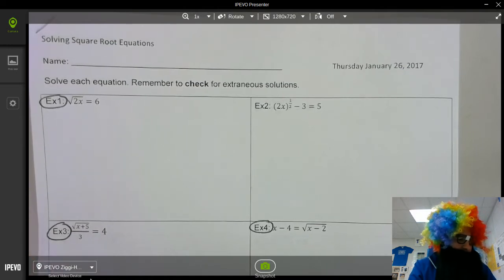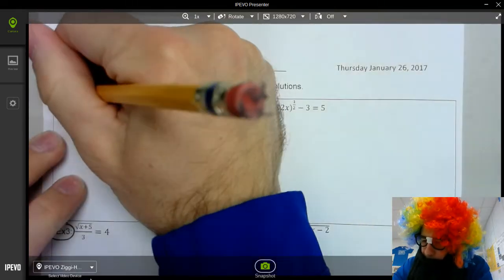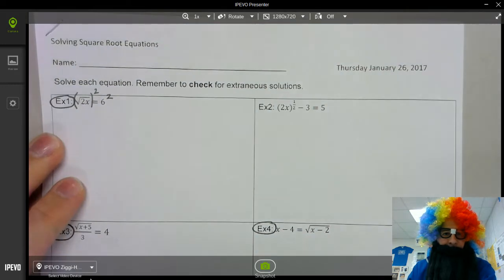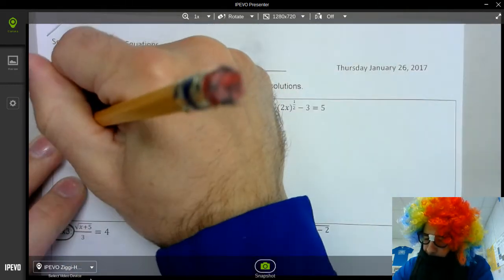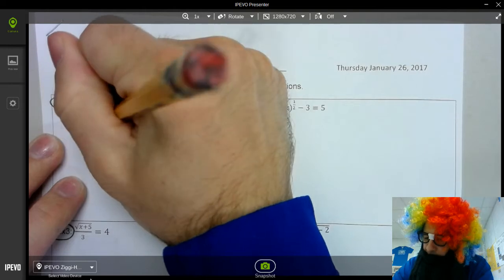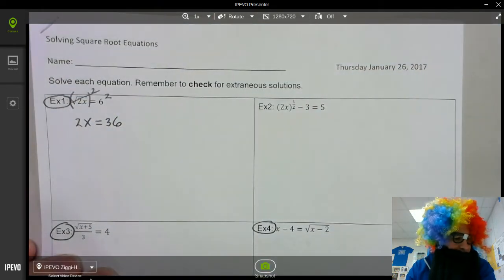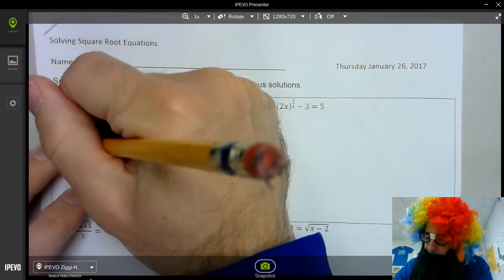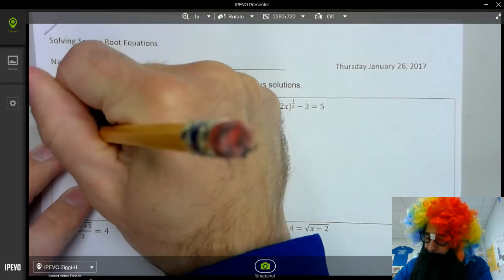Step 1, isolate the square root. To do that, we're going to square both sides. The square root and the square become to the power of 1, so you get 2x equals 36. Step 3, we're going to simplify and solve. We divide both sides by 2, so x equals 18.